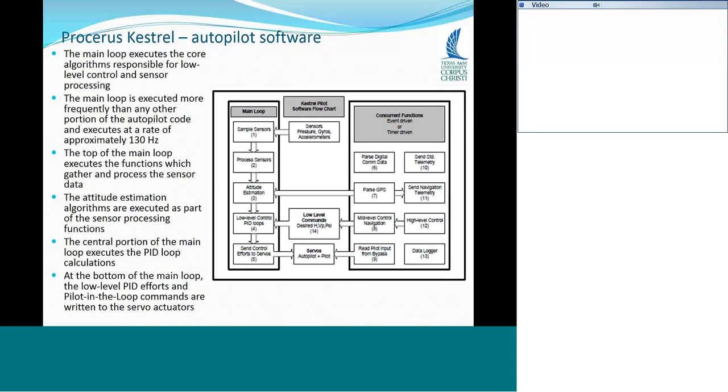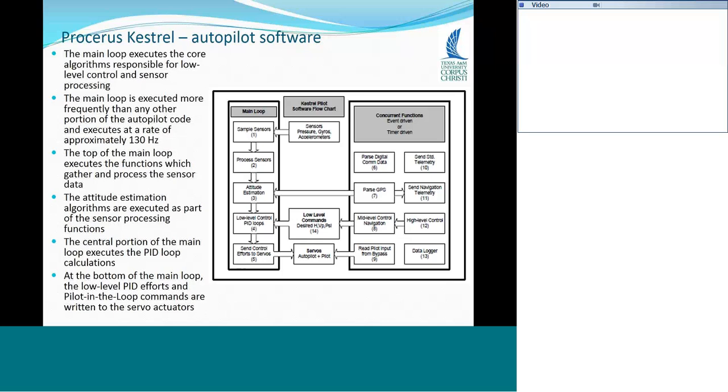Okay. So on the left, you've got the main loop. Okay. So that's running kind of all the time. It executes the core algorithms for low-level control and sensor processing. So notice this main loop here for a minute in the diagram. First step, sample sensors. So you get the input from the pressure, the gyros, accelerometers. That's happening very frequently. You process what you're getting out of those. That's the integration and everything. Then you're going to estimate the attitude. Well, at this point, you take in some information from GPS. All right. So now you know which way the airplane is heading, so forth.